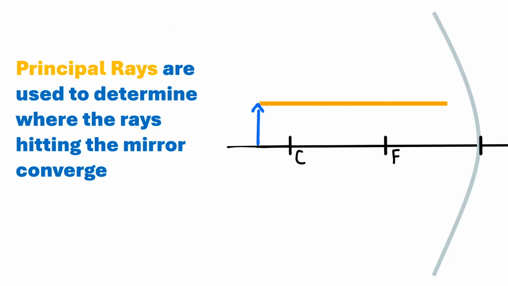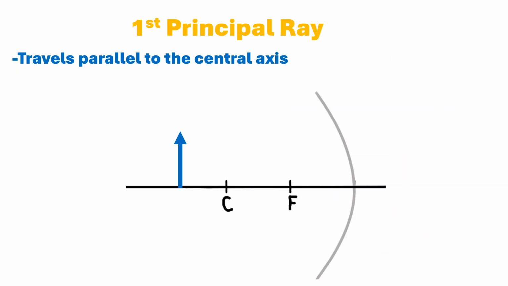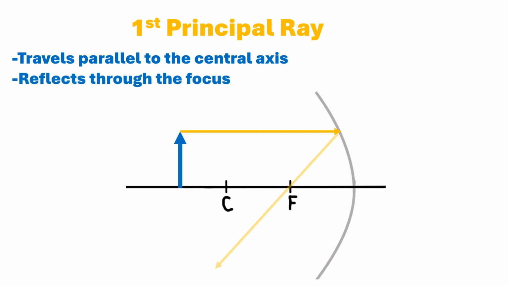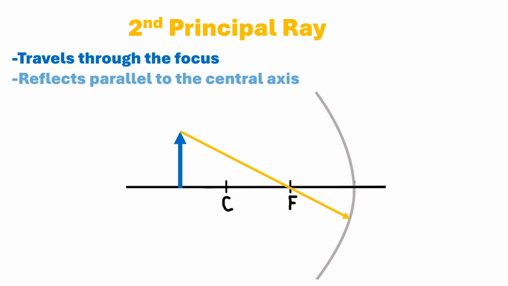So in this case, we have to use what are called principal rays. There's 3 principal rays, but you're only going to need 2 of them to construct an image, since all reflected rays will converge at a single point. The first principal ray is one that travels straight horizontally to the mirror, parallel to the central axis, and this ray reflects through the focal point of the mirror. On the other hand, the second principal ray travels through the focus first till it gets to the mirror, and then travels in a straight line parallel to the central axis.